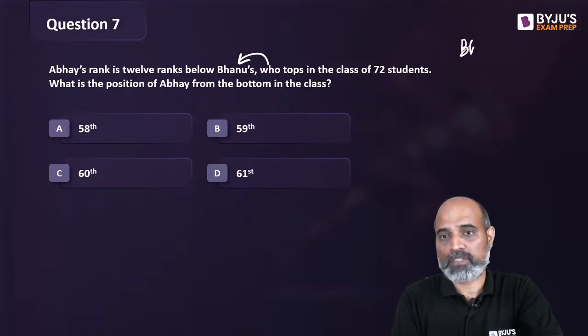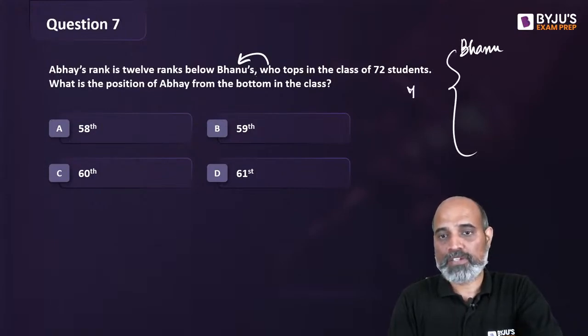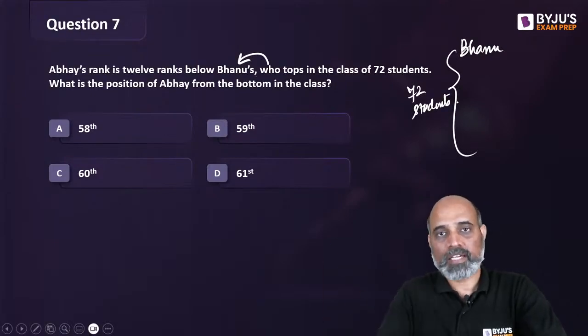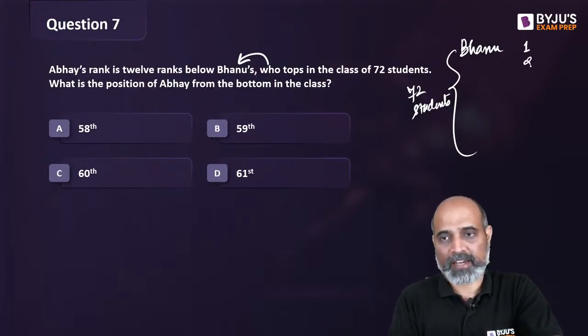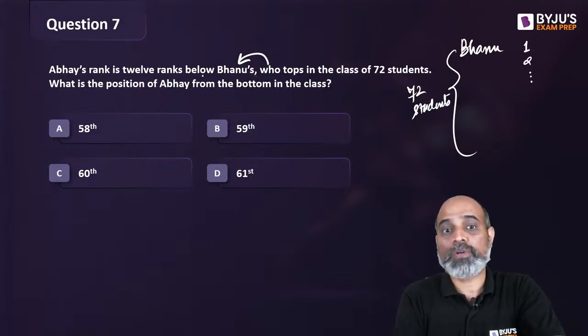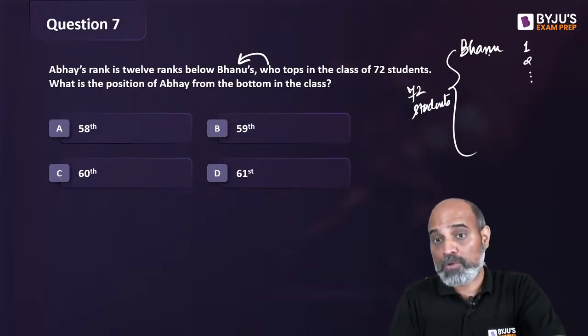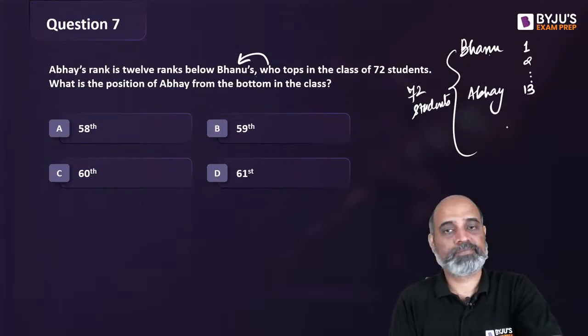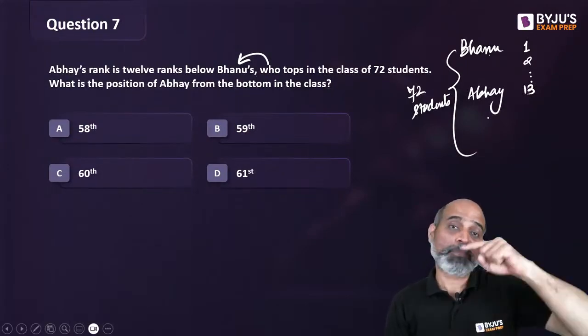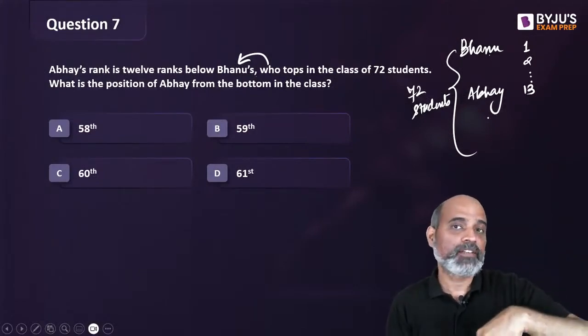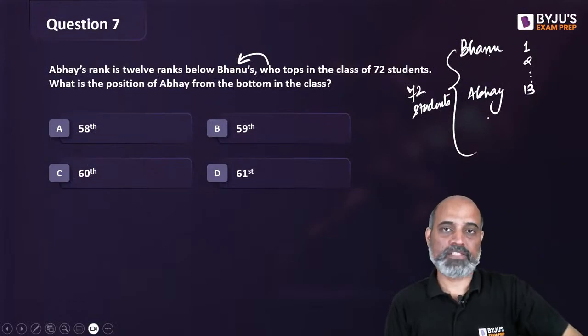So भानु tops the class where there are total 72 students, obviously including Bhanu because Bhanu topped the class and class has 72 students. Now it says Abhay's rank, so Bhanu is first rank, second rank and so on. It says Abhay's rank is 12 ranks below Bhanu's. भानु के बाद 12th रैंक पे है, which means Abhay's rank is going to be 13th, not 12th. Abhay's rank is not 12th from the beginning. Abhay's rank is 12th after the first rank. ठीक है, भानु के बाद 12 जाना है आपको.